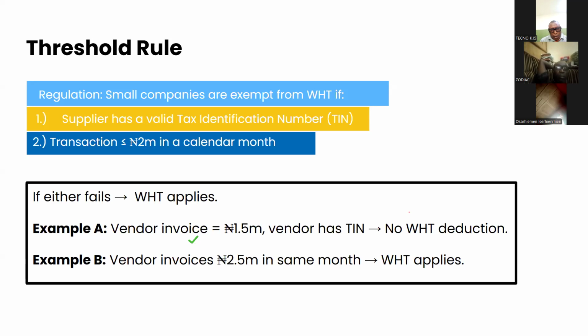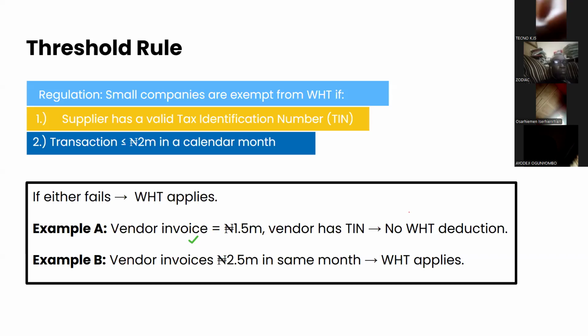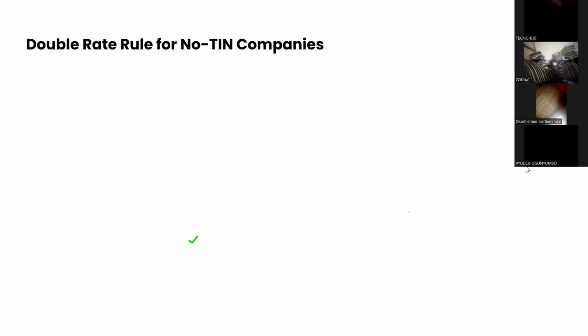Hello, sir. I want a clarification on this. I'm a company not within the small companies, a big company. But I want to pay a vendor with an invoice less than 2 million. Does that mean I don't need to charge withholding tax? If the vendor is a small company, yes. But if it's a big company, you have to charge. Okay. Thank you, sir. All right, moving forward, keep your questions till the end of the session.